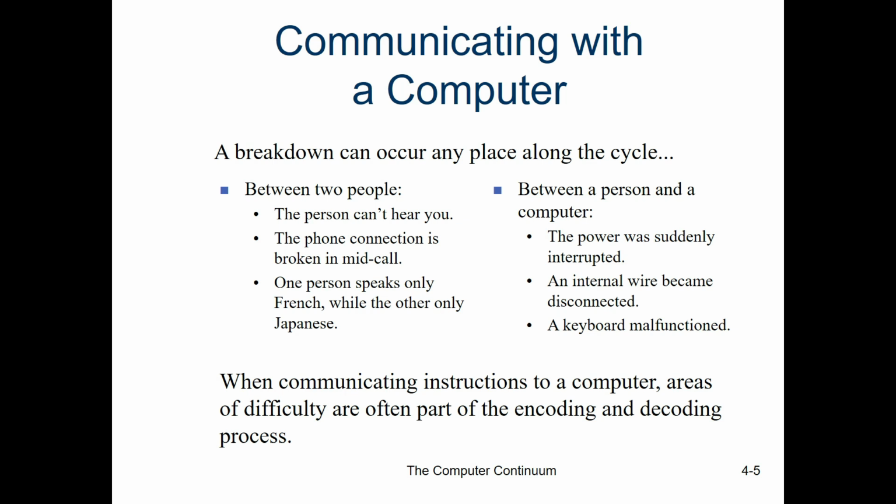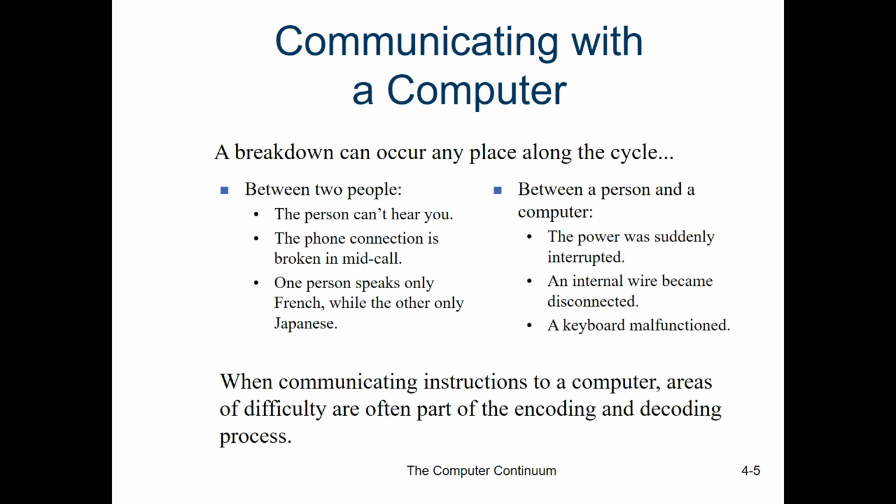A breakdown can occur any place along the cycle between two people. The person can't hear you, the phone connection is broken, the call is cut in the middle. One person speaks only French while the other speaks only Japanese, or one person speaks Urdu while the others don't understand Urdu. That sort of stuff could happen, and that could break down the communication cycle. And in a similar case, between a person and a computer, the power of your computer could be suddenly interrupted, an internal wire could become disconnected, and so many other cases could happen.